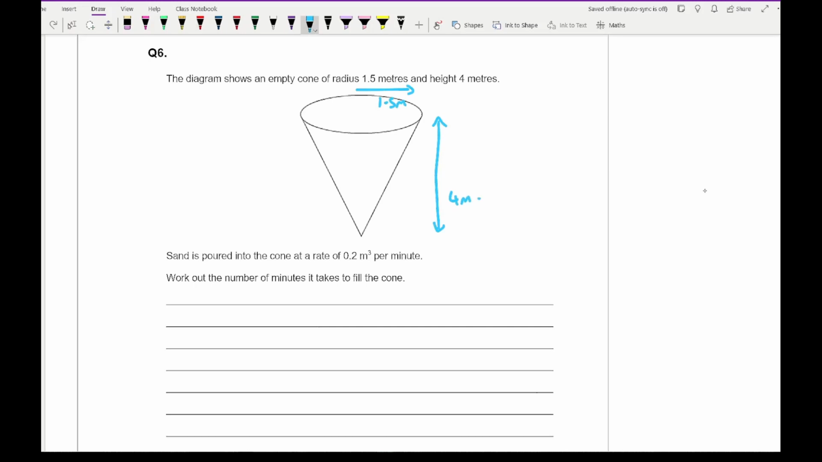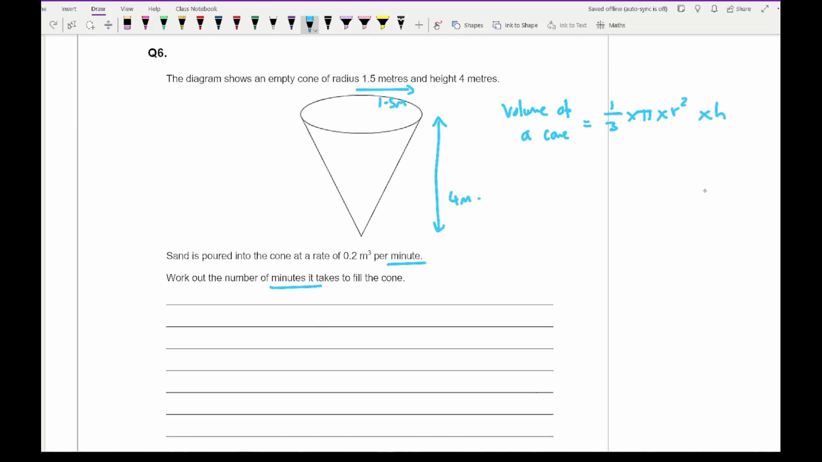Now, in terms of this, I don't need to worry about the units because the question is asking me how many minutes it takes, and my rate of output is in minutes in terms of the time units. So for this particular question, all I need to do is work out the volume of the cone. Now, the volume of a cone is going to be given to you. This is more of an older question. So the volume of a cone is 1/3 times pi times the radius squared times the height.